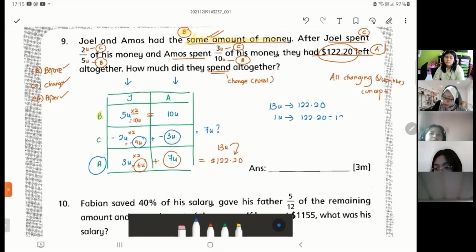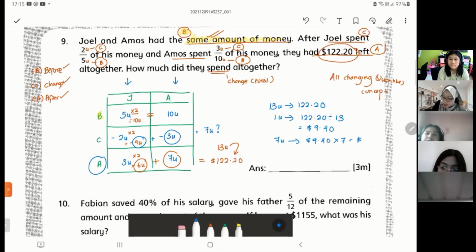And then find 1 unit is $122.20 divided by 13. I get $9.40. I'm not happy with that because I'm supposed to find 7 units. 7 units is $9.40 times 7. And I will be getting $65.80. This is the answer. Right? Next question.